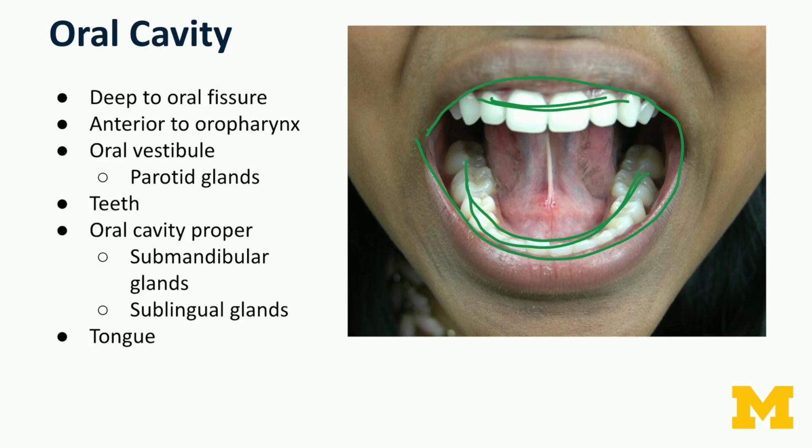And within the oral cavity proper, we have secretions from the submandibular gland that exit at the caruncle and the sublingual glands on either side, which exit into that oral cavity proper. We also have the tongue, which is elevated to the roof of this individual's mouth, that helps with handling food, sensing food, and moving food posteriorly into the pharynx.